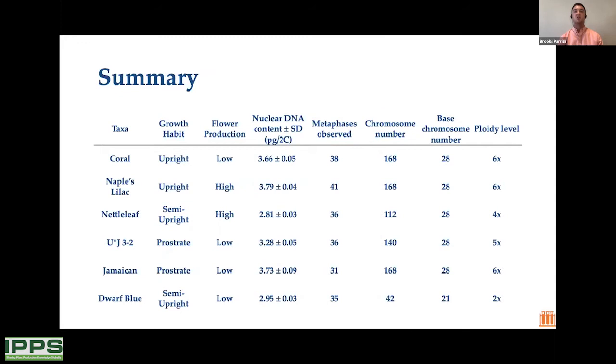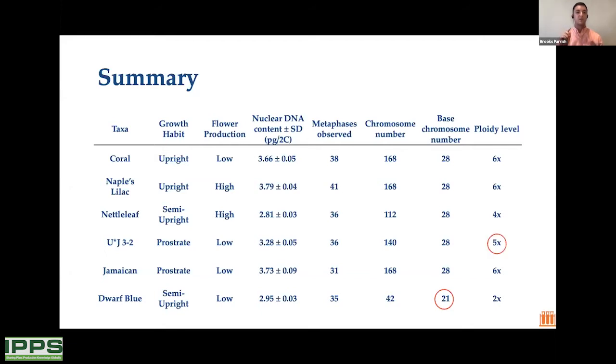So let's take a look at our results all together. We can once again see our selections are separated by growth habit and flower production, which allow our visual differentiating factors. All of our selections have the same chromosome number of 28, with the exception of Dwarf Blue porterweed that has a base number of 21.